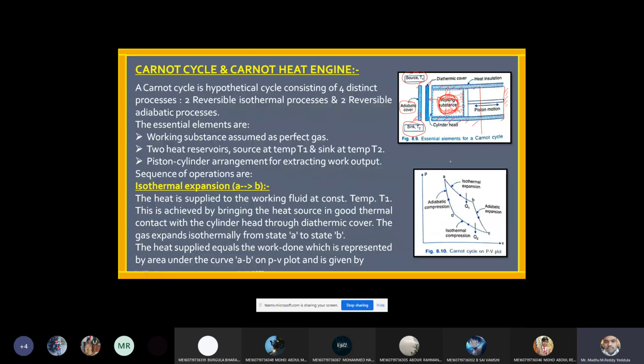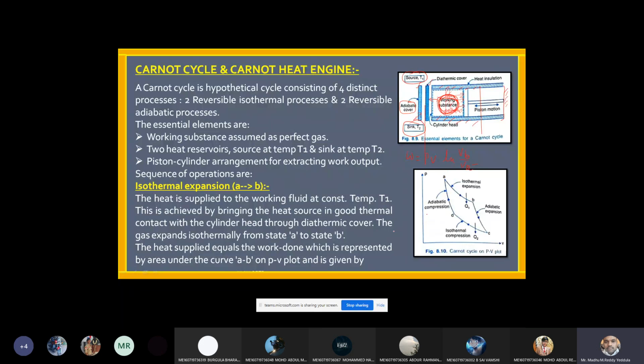Sorry. Right, we know the work done during an isothermal process. During isothermal expansion, work is equal to PV ln V2 by V1, where V2 is the volume at the end of the expansion process and V1 is the volume at the start of the expansion. In that fashion I can write VB by VA. For the A to B process, the work done is equal to PV ln VB by VA.